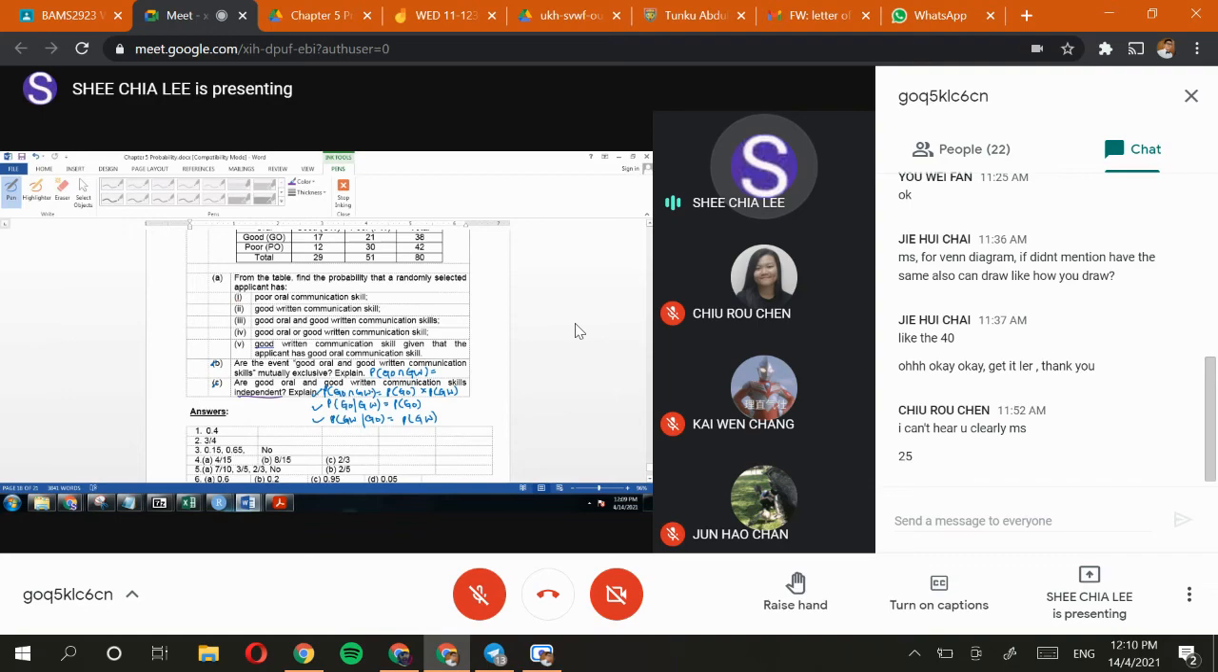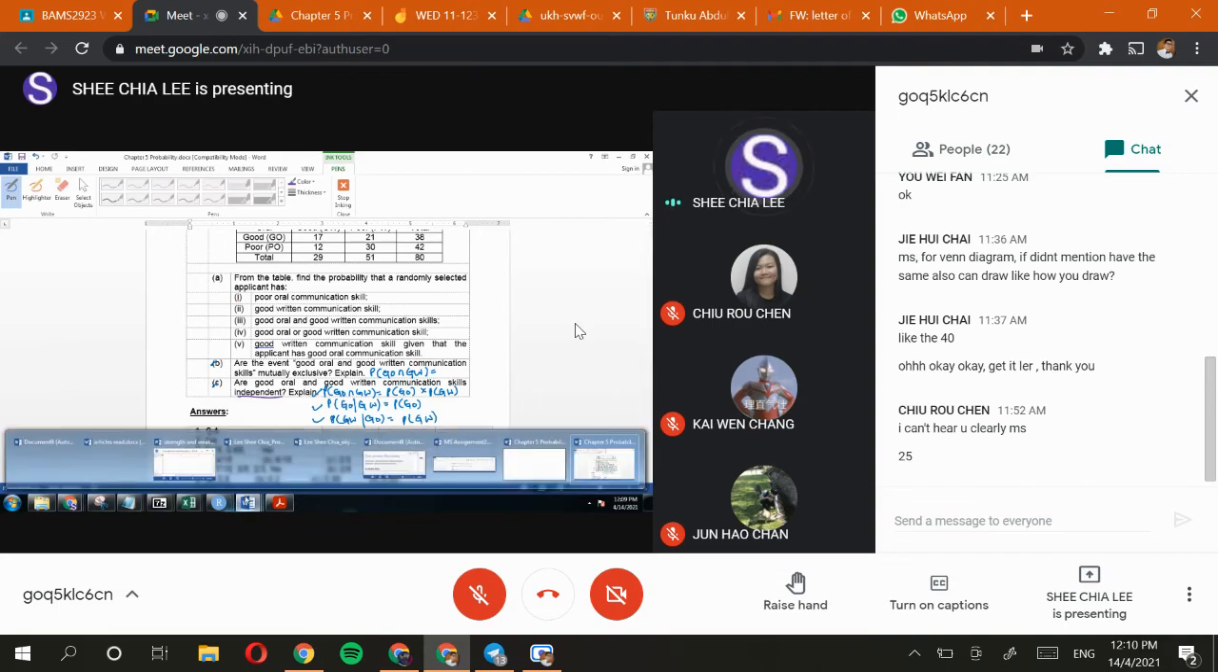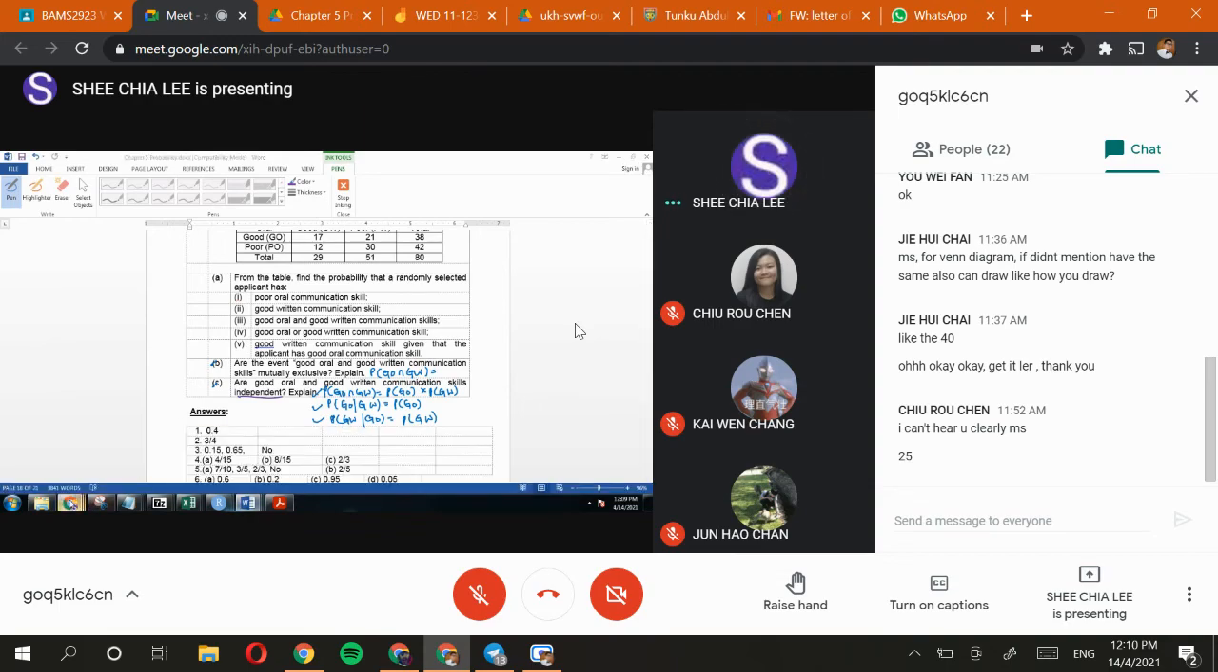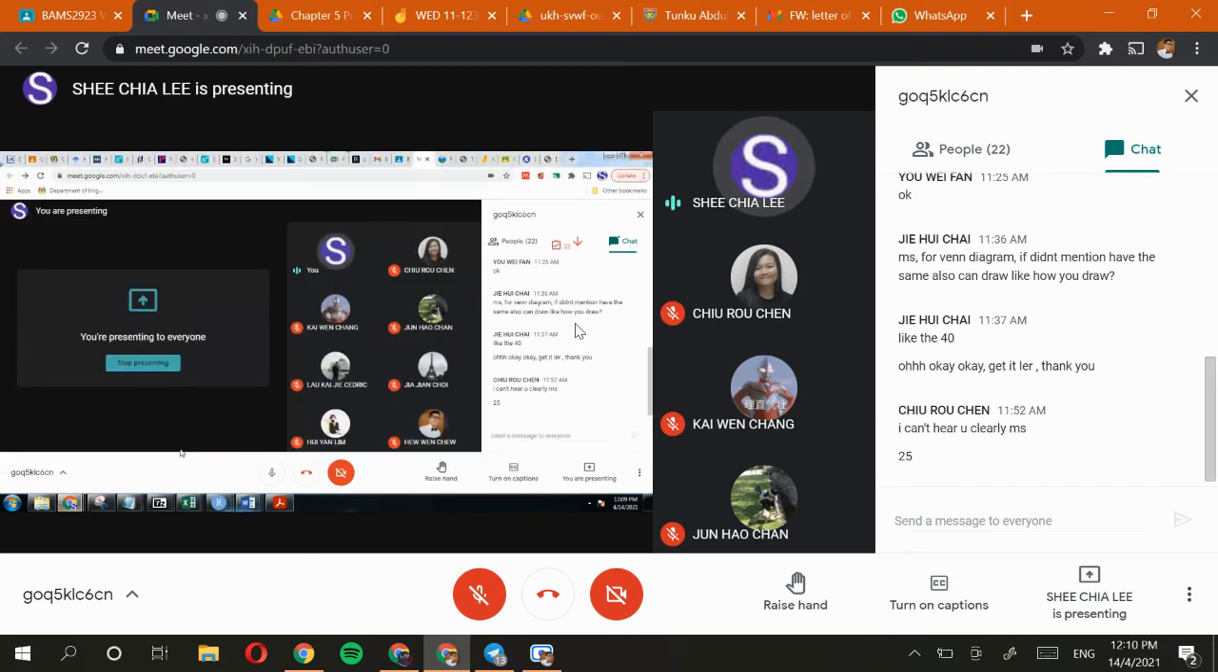So GO intersect GW equals GO times GW. If it is independent, if both are the same answer, then it's independent. Or you can use GO given GW, see whether it equals GO or not. Okay, same thing. If both are the same, then independent. And another one, GW given GO, see whether it equals GW or not. So choose either one only, to prove whether it is independent or not independent. Okay, overall, you can understand the contingency table and how to answer it.